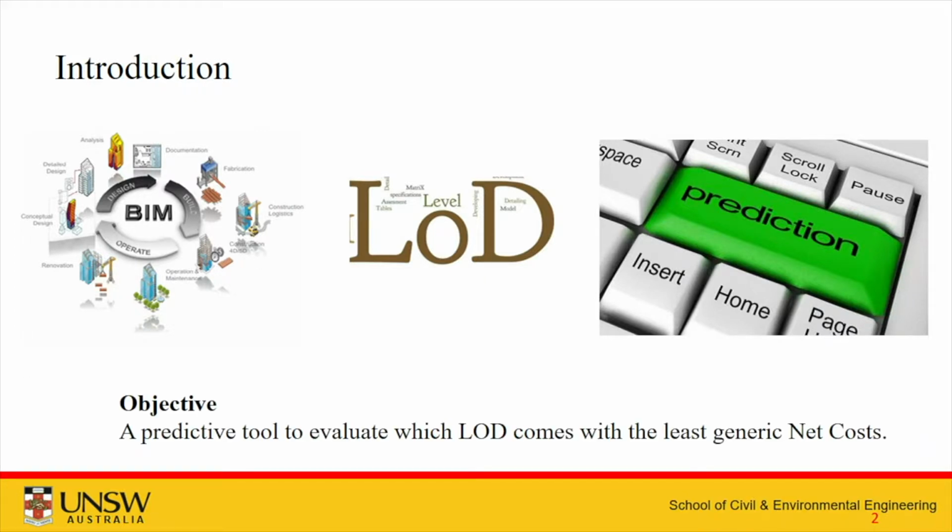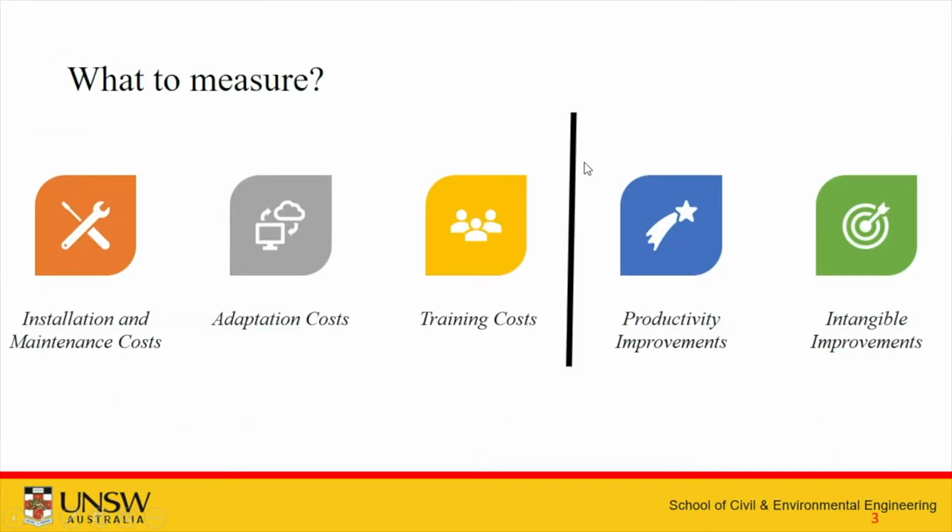So our objective is to design a predictive tool to evaluate which LOD comes with the least generic net cost. So what are we going to measure? And what is the composition of the net cost?